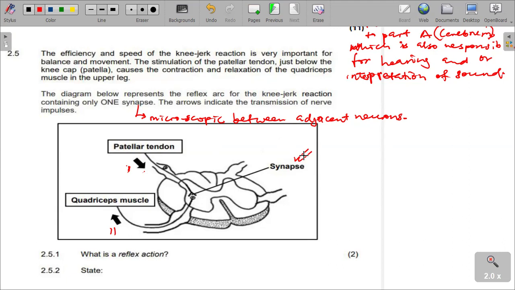So the first question is saying, define reflex action. You remember to say reflex action. Learners, you should be aware that at certain times learners are misled by a confusion between reflex action and reflex arc. In this case, the question 2.5.1 is asking, what is a reflex action?